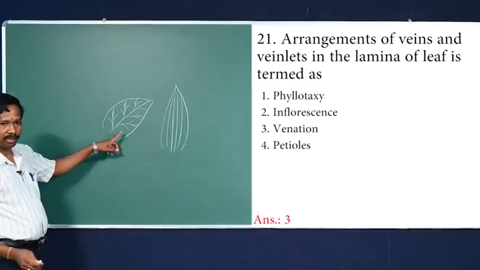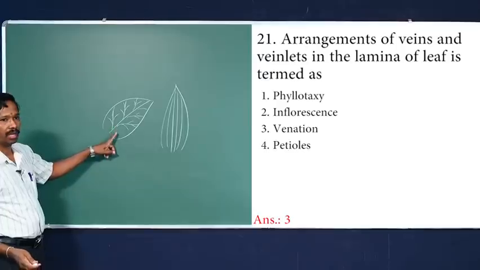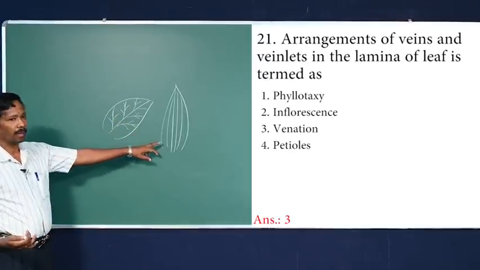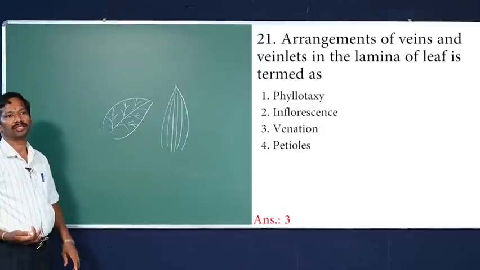So the characteristic feature of dicots is reticulate venation, and the characteristic feature of monocots is parallel venation. Hence the answer is 3.